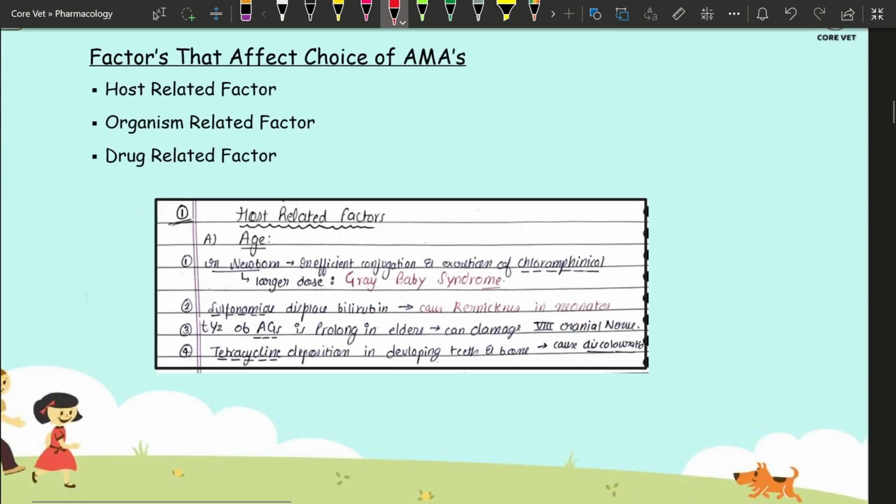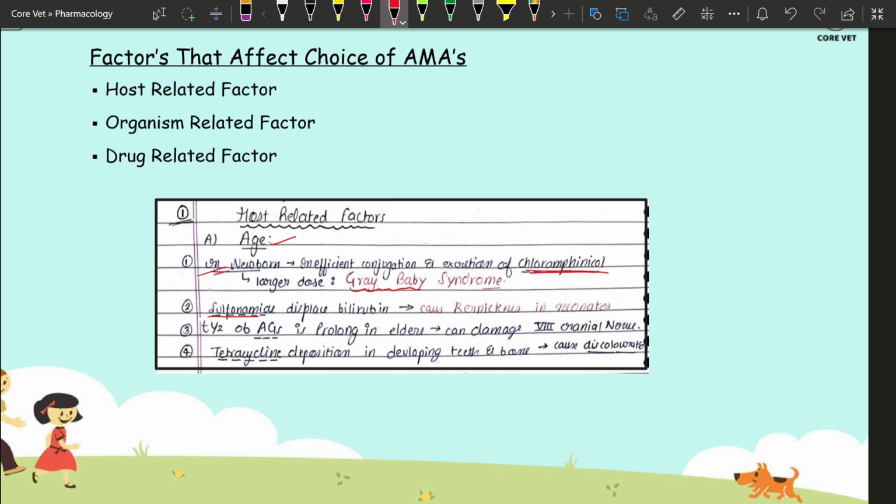The host related factor, the first one, is age. Obviously the newborn doesn't have that much capability to metabolize all drugs, because the liver isn't that well developed, and the kidney isn't that well developed to process that particular drug. So in newborns there are certain drugs that show toxicity. Likewise, chloramphenicol shows toxicity in the newborn and produces what, the gray baby syndrome, right?